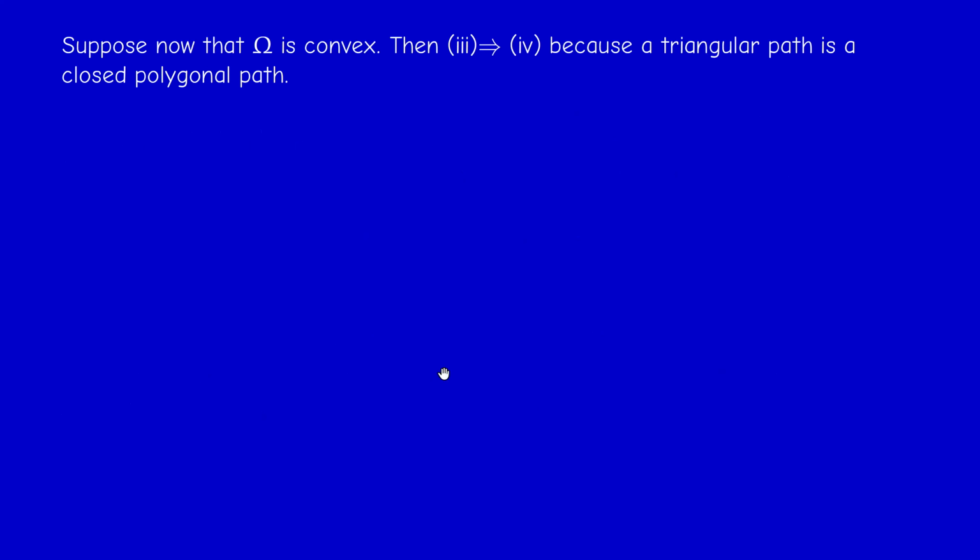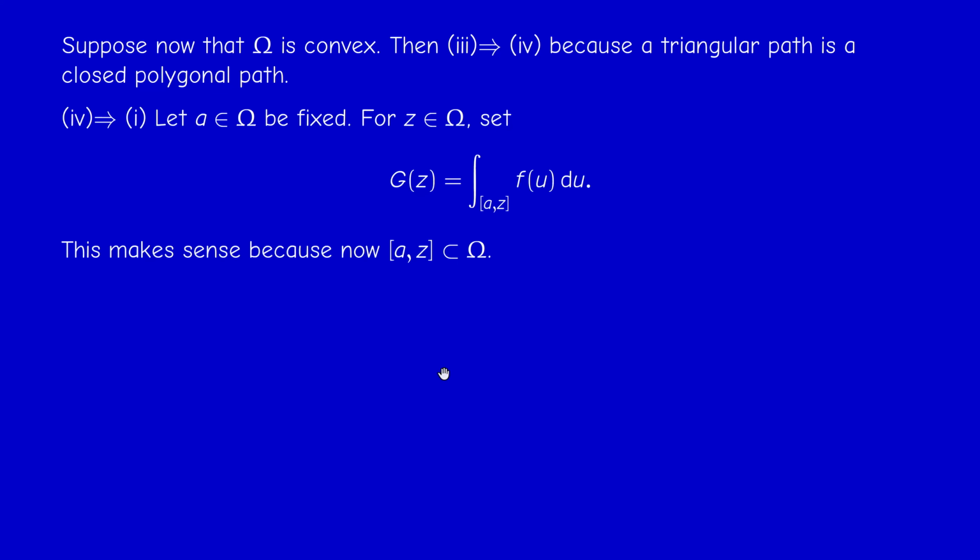Okay, now suppose in addition that omega is convex. Now 3 or 1 implies 4 because a triangular path or triangular loop is just a polygonal loop. It's a particular case, right? So 3 implies 4 always, actually. Now 4 implies 1.